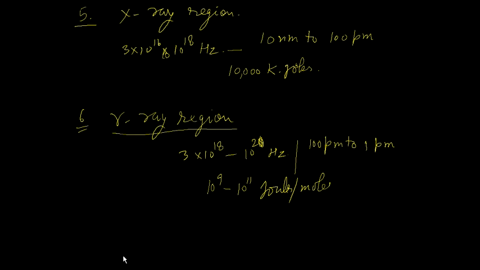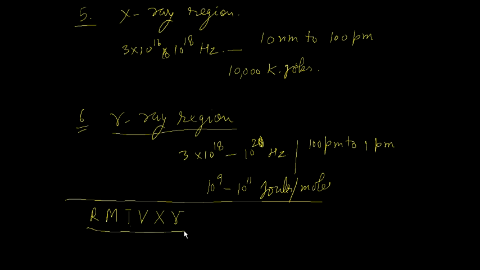So in this way you can remember these 6 regions. First is radio frequency region. Second is microwave region. Third is infrared region. Fourth is visible or ultraviolet region, fifth is X-ray region, and sixth is gamma ray region. So R M I V X gamma, you can remember it this way. And how can you remember the frequency range?